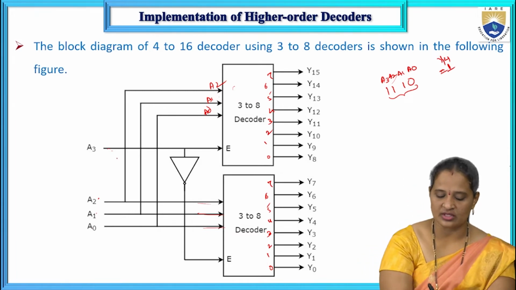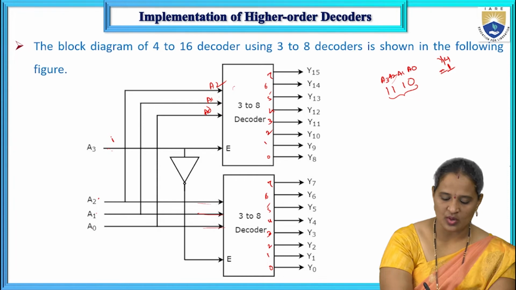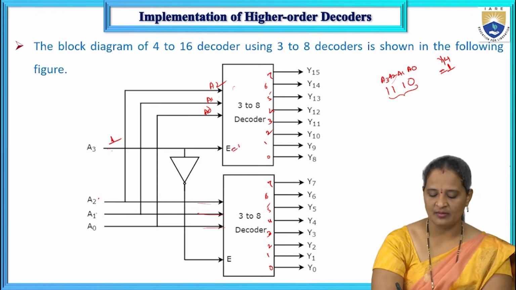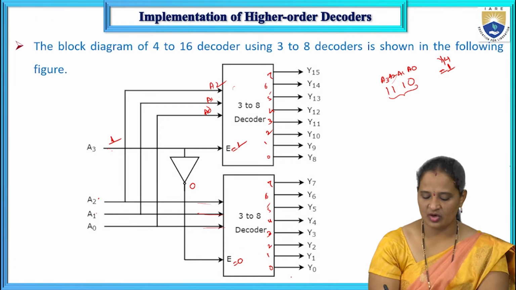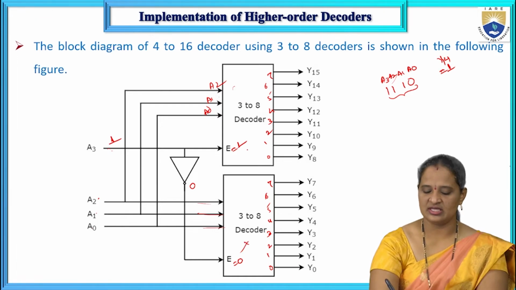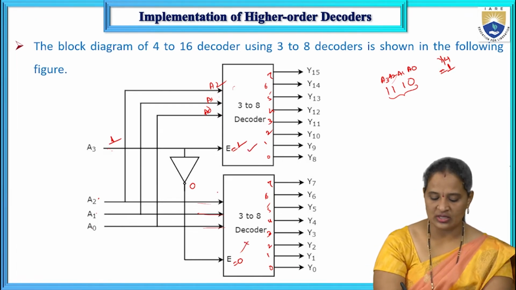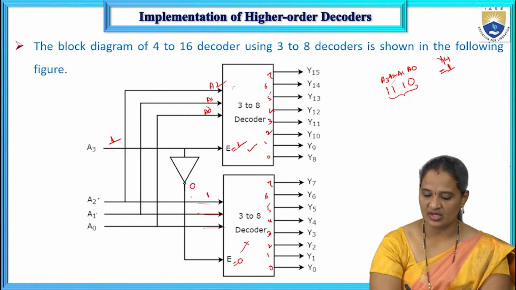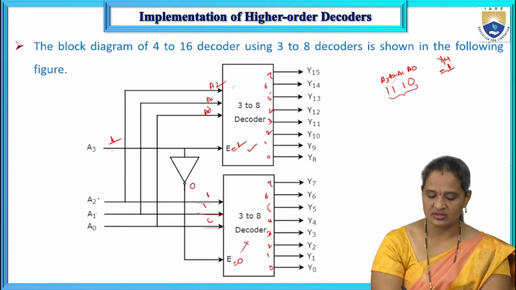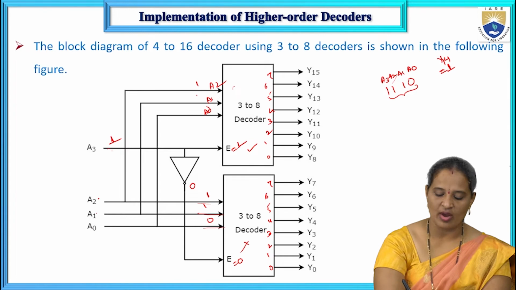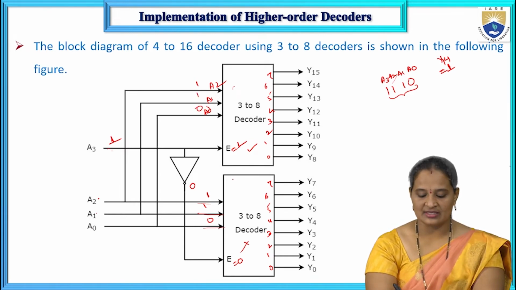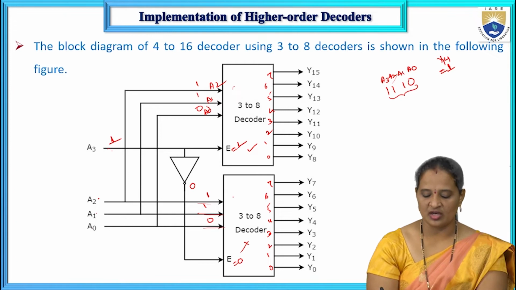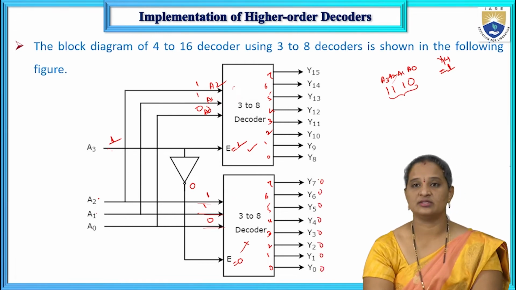Now, let us decode this one. A3 is 1, so this is enabled, whereas this is 0, so this is disabled. This is disabled, this is enabled. Right. So now what is the combination here? The remaining combination is 1, 1, 0. This is also 1, 1, 0. Now, as this is disabled, whatever the input applied, all the outputs of the lower decoder will be 0.